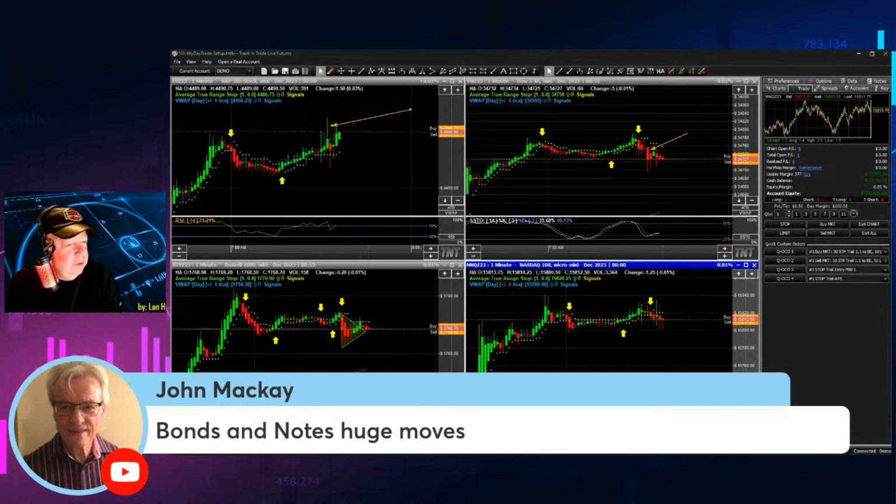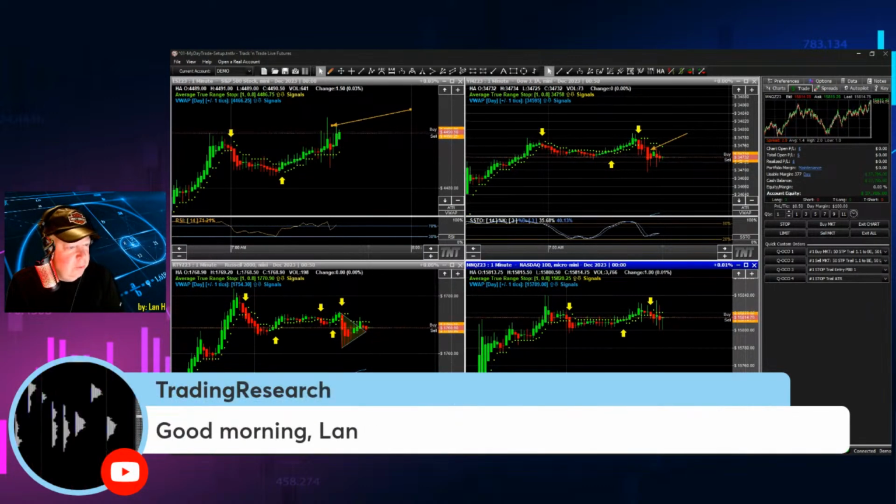Bonds and notes are huge moves. We could jump over and look at the bonds and notes if we wanted to.